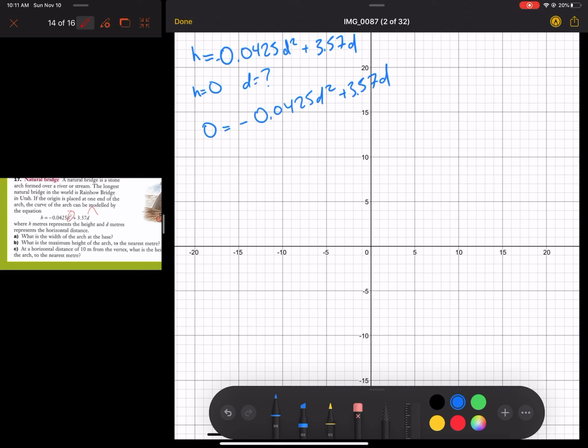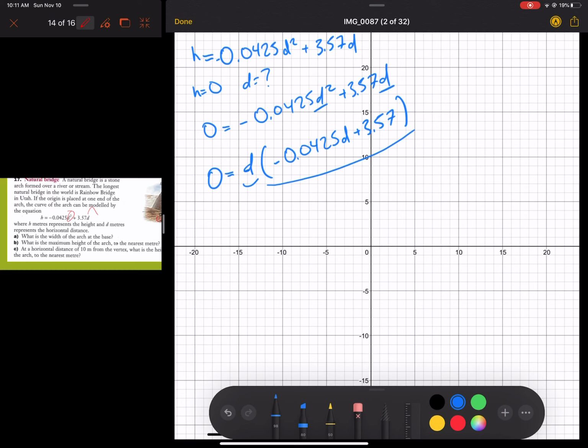Now here's a new technique. Remember how we factored? Let's factor out d from both. 0 equals d times negative 0.0425 d plus 3.57. Now I have a factor. I have this times this.